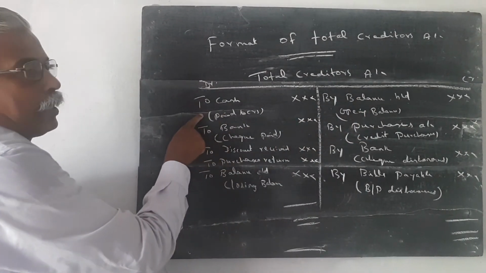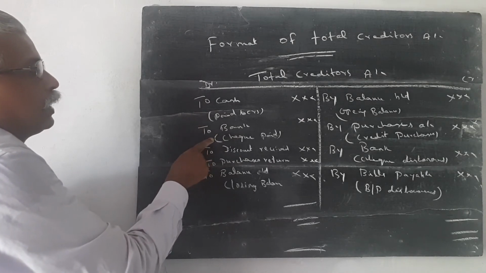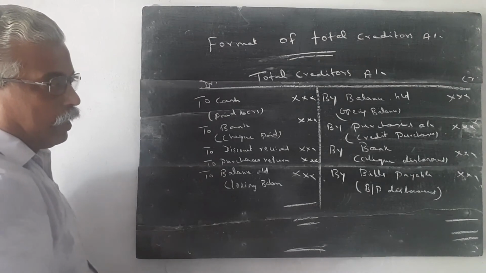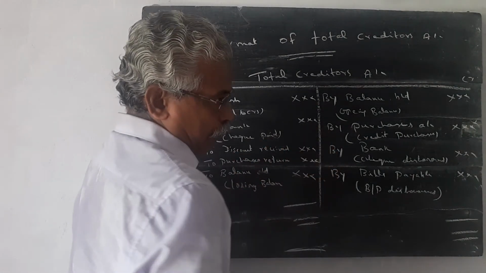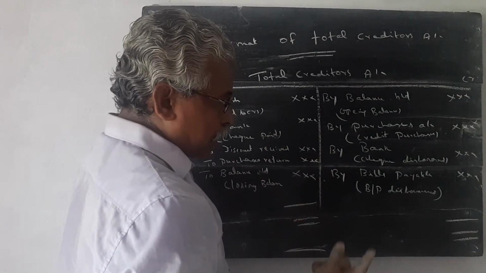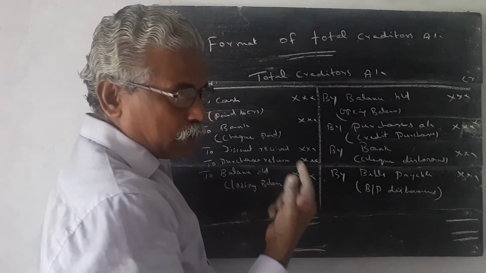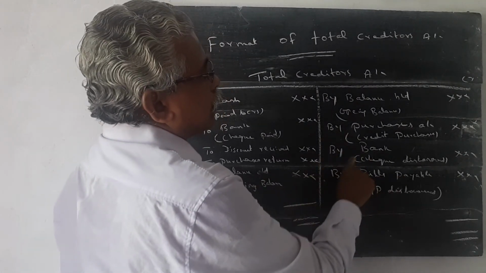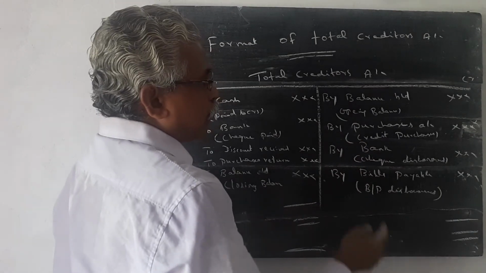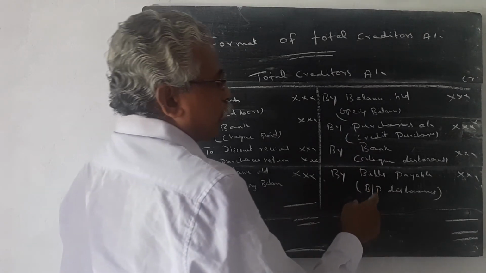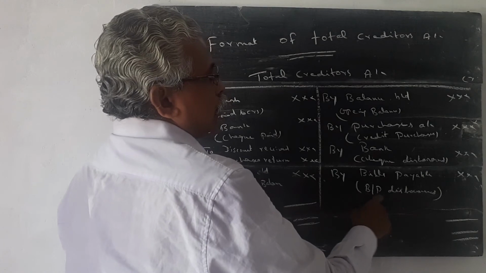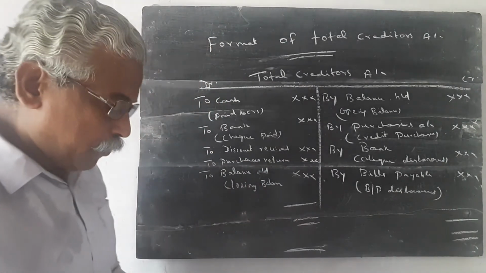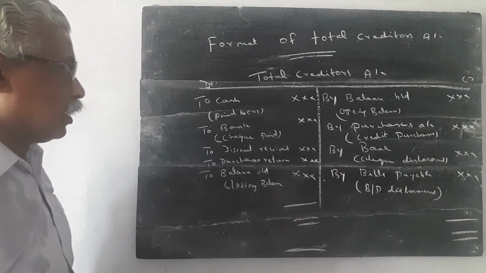Cash paid to creditors is entered here, check paid is entered here, discount received, purchases returned. Credit purchases are entered here. Any check is dishonored; we already issued a check, and the issued check is dishonored, it is entered here. Any bills payable amount is not paid on the due date, so that bill is dishonored, that entry is entered here. This is the format for preparing total creditors account.